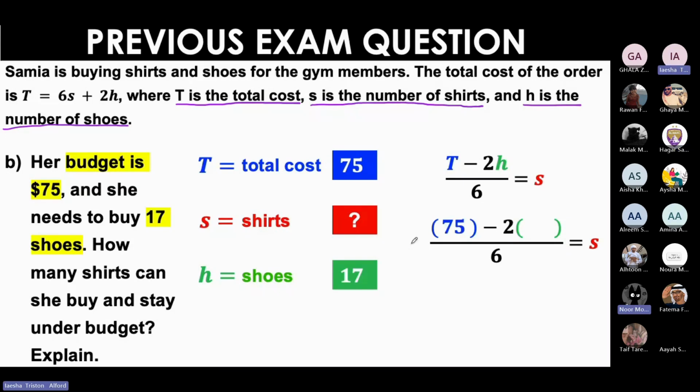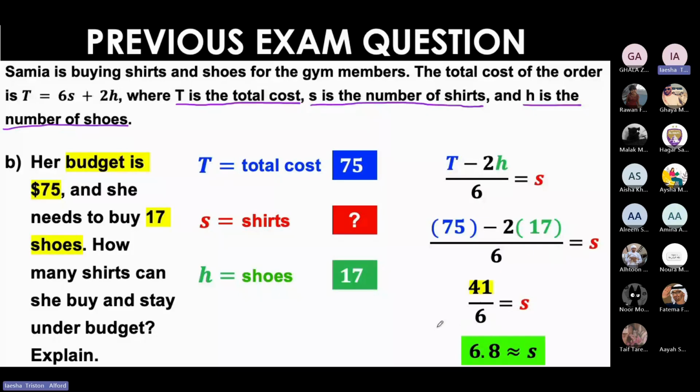75, 25. H is what number? 17. Okay, from here, the more work you show, the more marks you take. So you put the number in the top of the fraction. Okay, you're going to get positive 41.